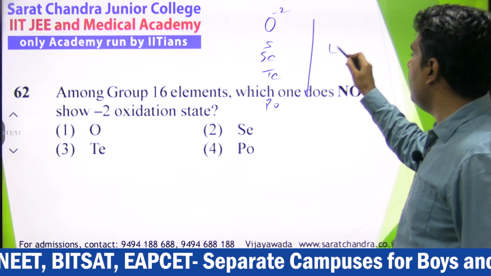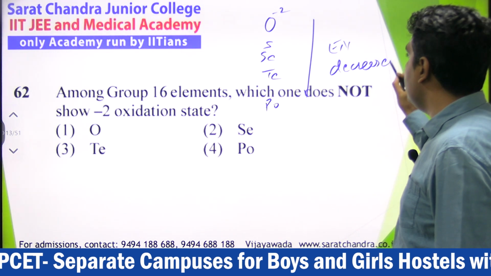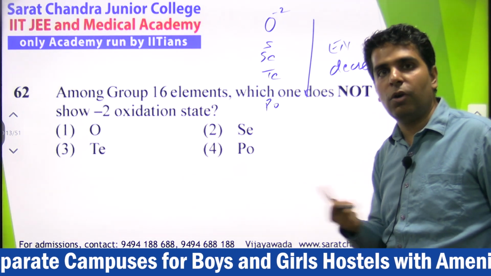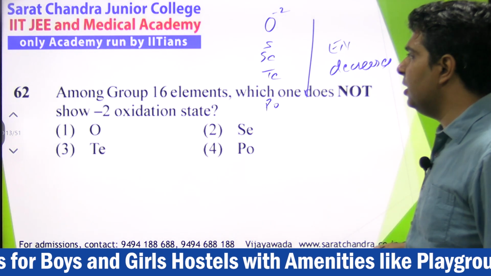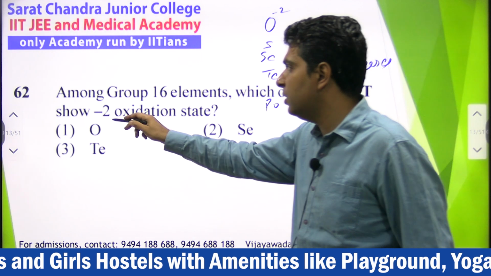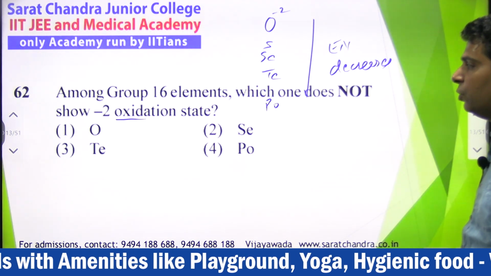But down the group, the electronegativity decreases. Since the electronegativity decreases, the tendency to show the -2 oxidation state also decreases. So down the group, as the electronegativity is decreasing, the tendency to show the -2 oxidation state decreases. Now the question is asking, among group 16 elements, which one does not show the -2 oxidation state?